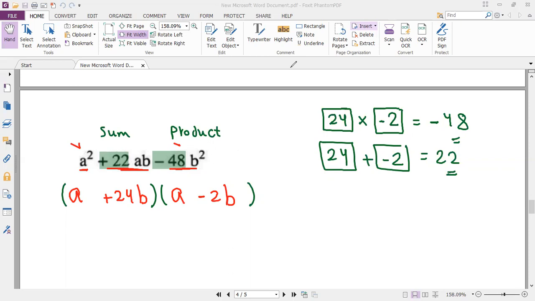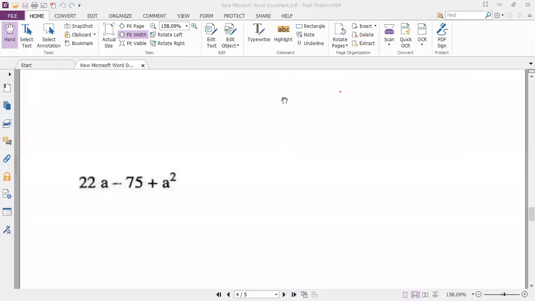Let's go to the next question. We have an expression that contains three terms. They are 22a, and negative 75, and a squared. This expression is not ordered. And what is the order of the expression? We can factorize it easily.